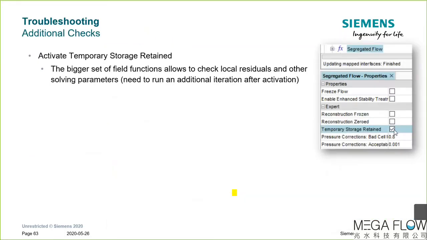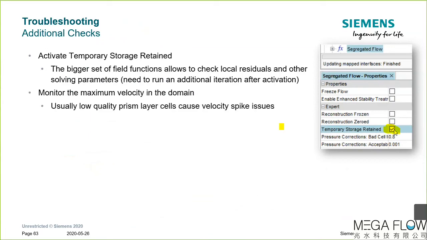The functionality is temporary storage retained. This option is available for every solver type. So you can activate it, and you get a bunch of new field functions. You can monitor the local residuals and so on. Again, keep in mind you have to run an additional iteration in order to fill all the field functions. Monitor the max velocity in the domain. Make sure that you have a good mesh quality, especially in the prism layers.